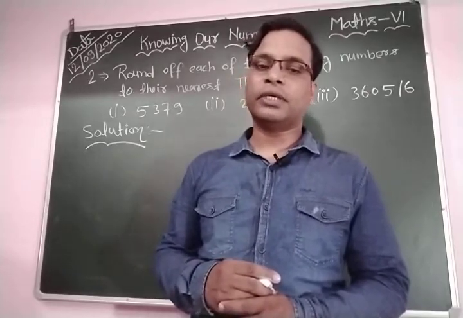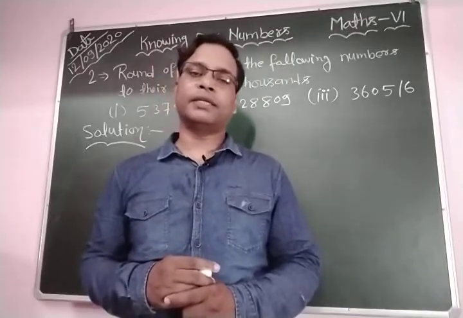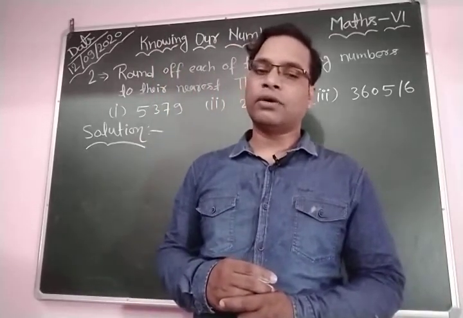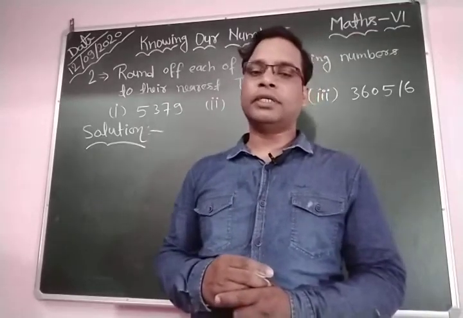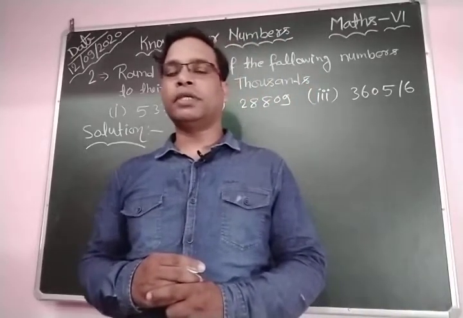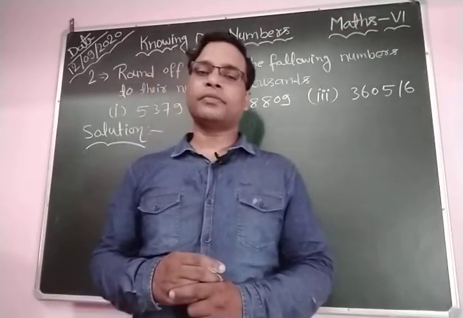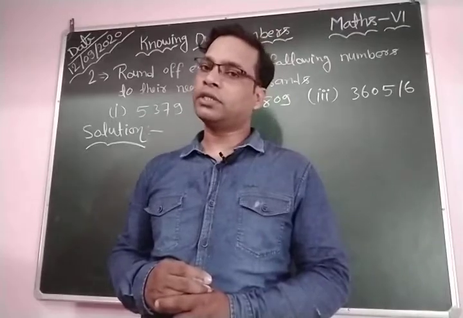Now, if the digit at the 100 place is 5 or greater than 5, then increase the digit at the 1000 place by 1 and replace each of the digits at the 100 place, tens place and ones place by 0. Then we obtain the rounding of a number to its nearest thousand.